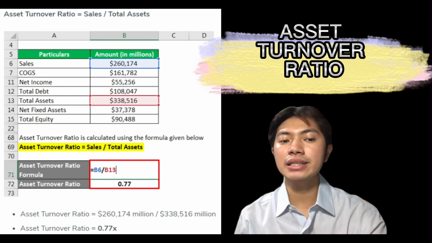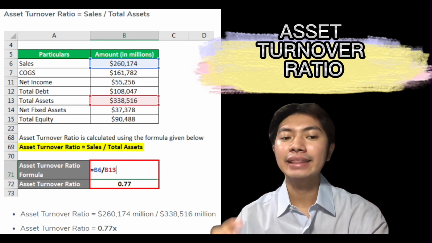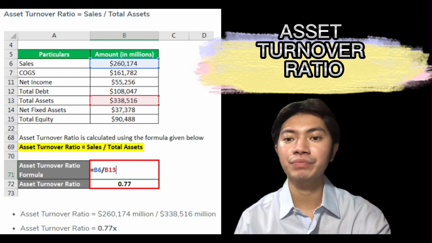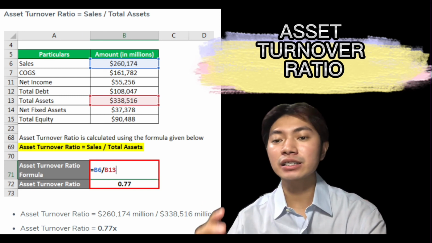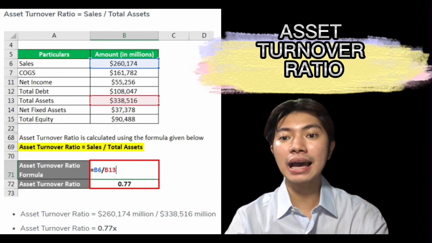The next naman is yung asset turnover ratio. So it is important because the higher asset turnover ratio, the more efficient is yung company to generate its revenue from the assets.